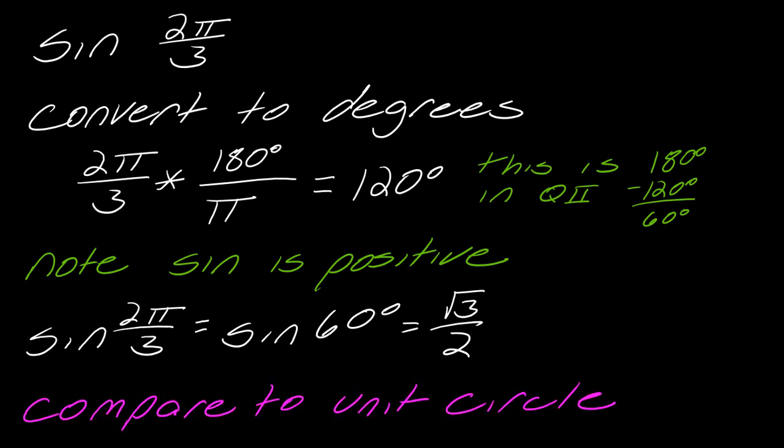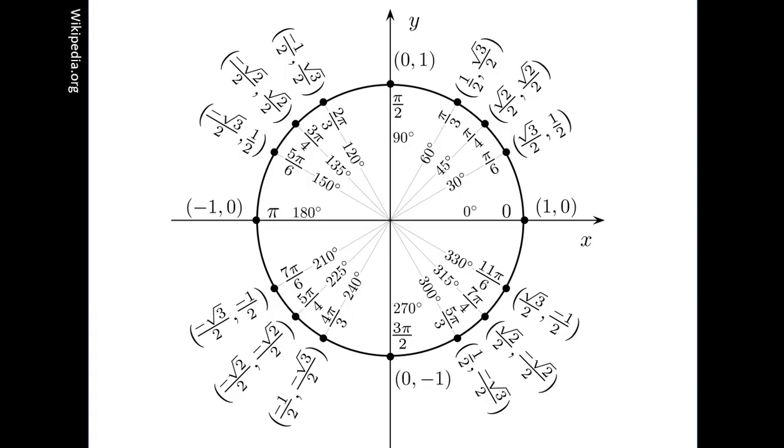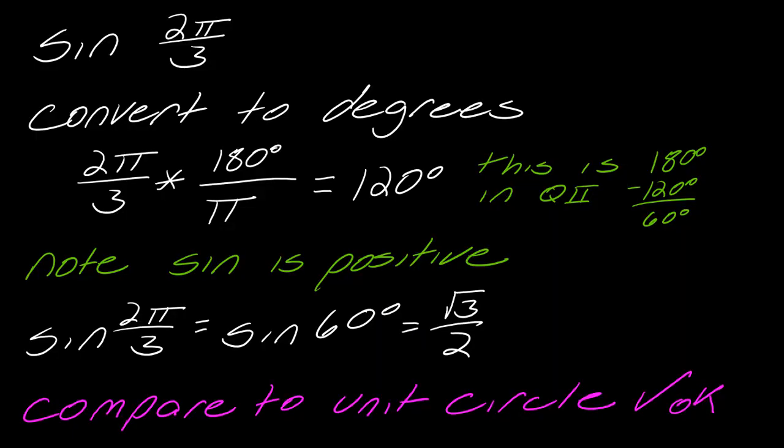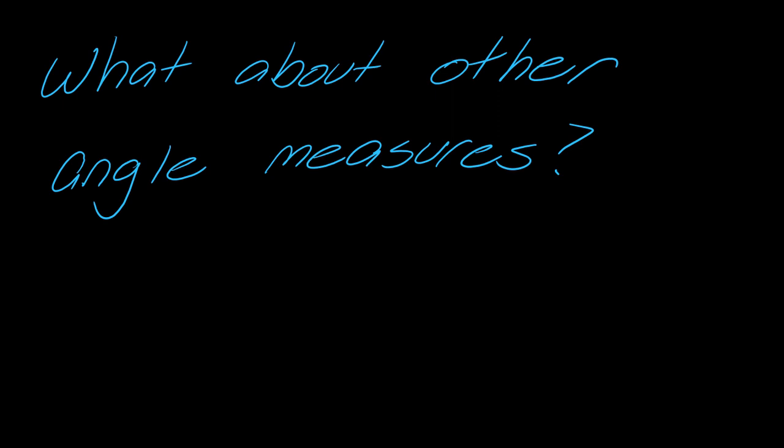So now what I want to do is compare using the unit circle to figure this out. So if I use the unit circle for sine of 2 pi over 3, I look at my unit circle, there's 2 pi over 3, so I just need the y value, square root of 3 over 2. So is that the same thing? Yep, square root of 3 over 2. So that checks out. So going forward, we really just want to use the unit circle to figure these things out because it's so much more efficient. Now, what about other angle measures?